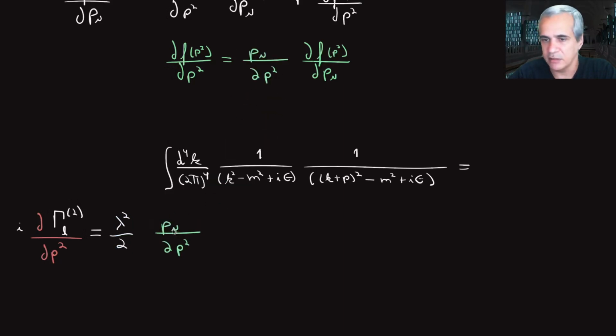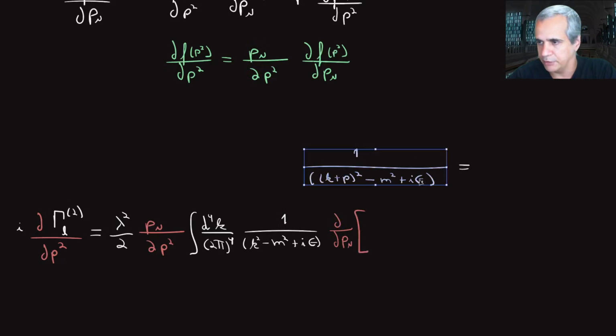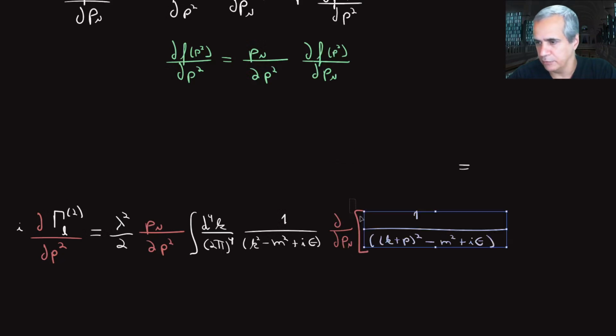So this goes here. This part I just repeat because I'm still missing the derivative in p mu, but it goes through this integral. I'll just leave it here. And then you have right here del p mu of this whole part. Okay, let me check. Yeah, that's it.